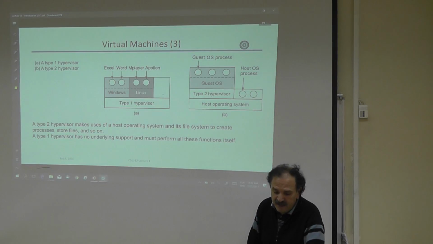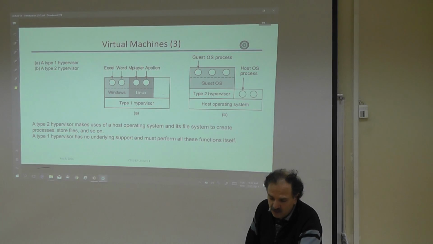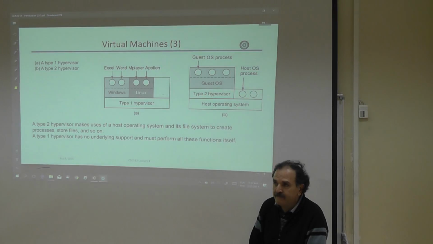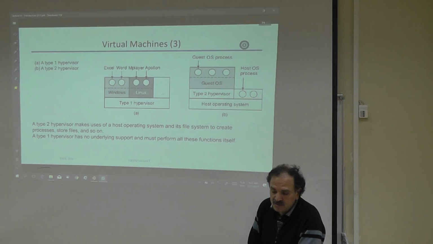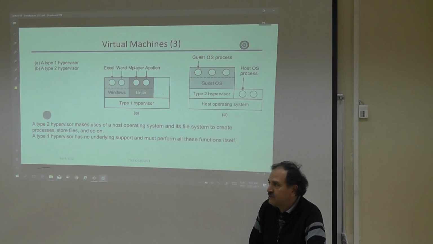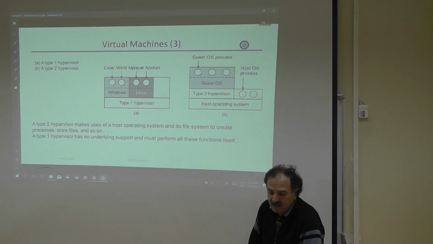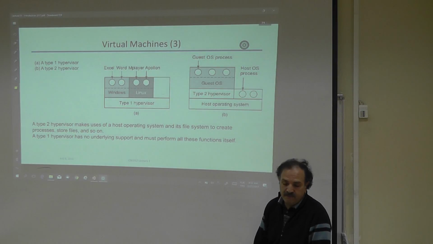Okay. The type 1 hypervisor has to do lots of work because it doesn't get much help from the underlying operating system. So it has to perform all the processes by itself. Type 2 hypervisor uses the host operating system to perform the guest operating system tasks. So the type 2 hypervisor is kind of using delegation, right? It uses host operating system capabilities to do guest operating system stuff. In the type 1 hypervisor, you have to do everything yourself. So this is more work.